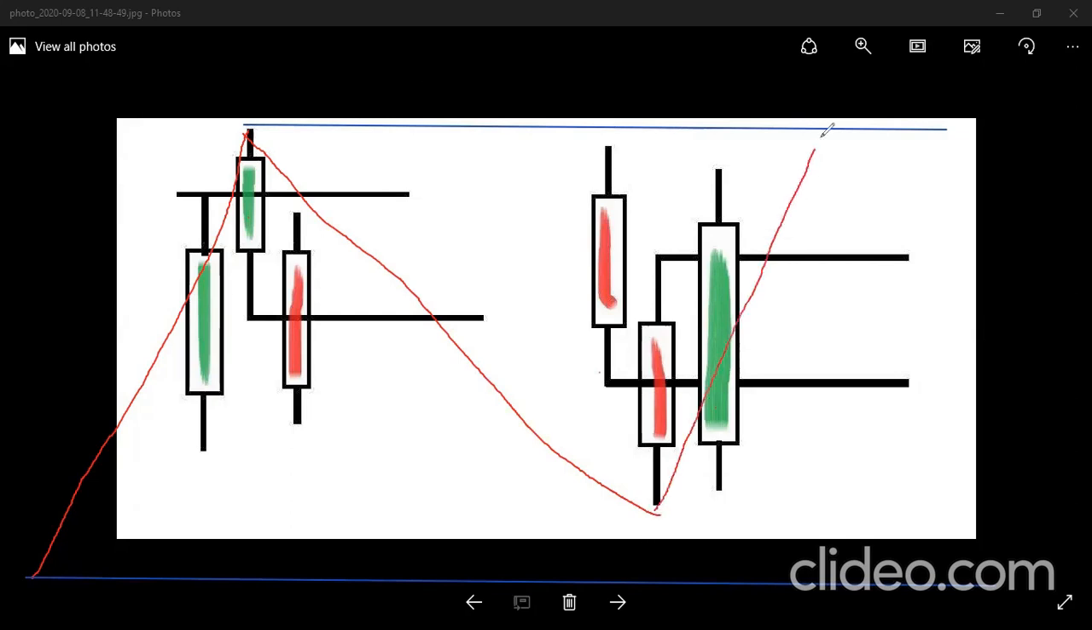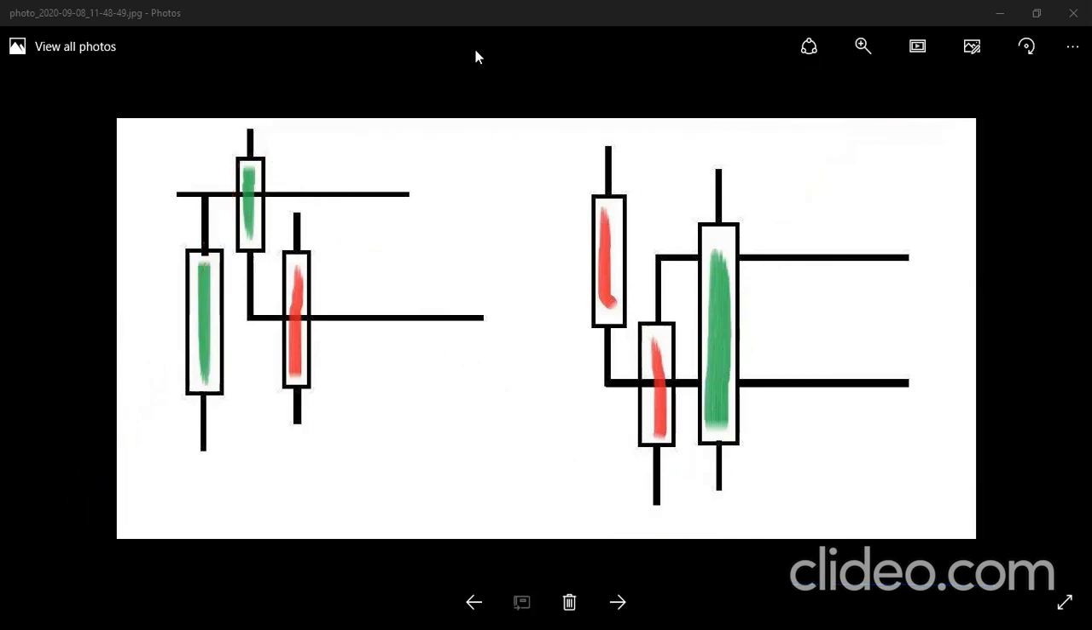Then price goes up, and this is our BMS. They break the old high, this one. That's a break of market structure. So this here becomes the new higher low. That's what you're looking for. So higher highs, higher lows, and even in a downtrend, this is what we look for: the 3-candle pattern.